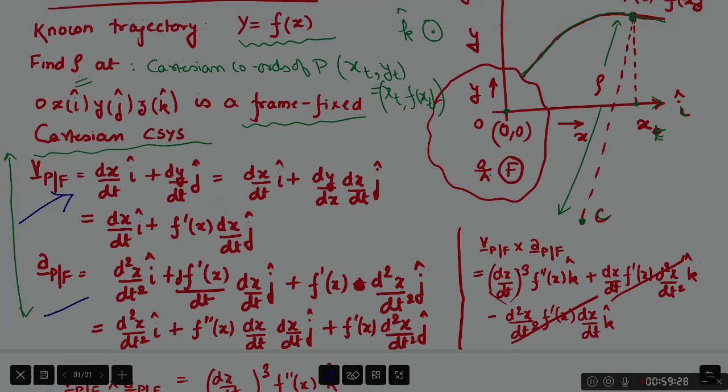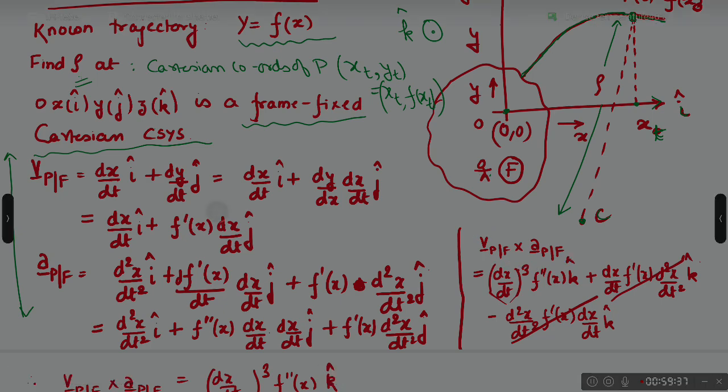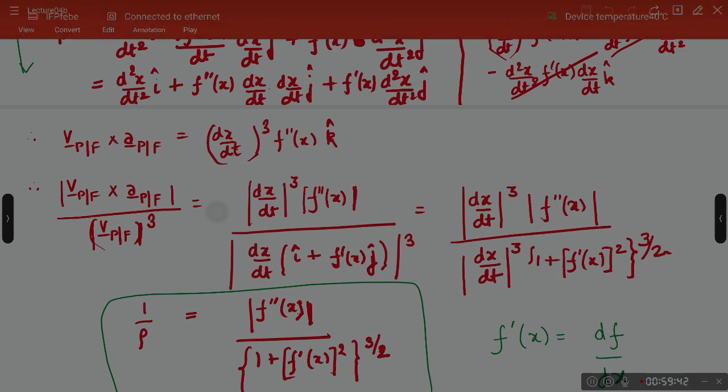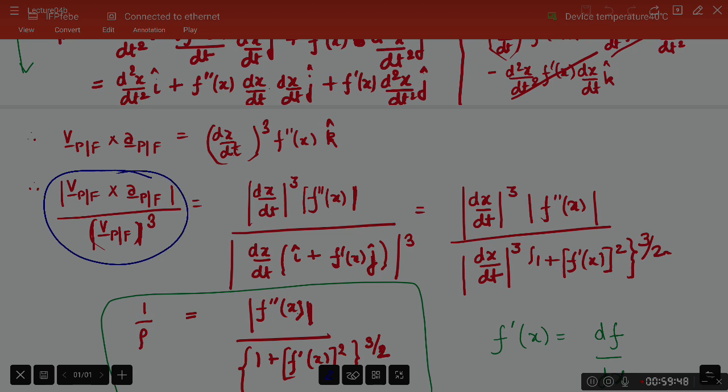We write VPF, then we find APF, we take a cross product of VPF and APF, and then we go back to the same expression that we had earlier. This is what we derived. The last derivation is you put VPF and APF here and take the cross product. You will end up expressing rho in terms of the first and second derivatives of the trajectory.